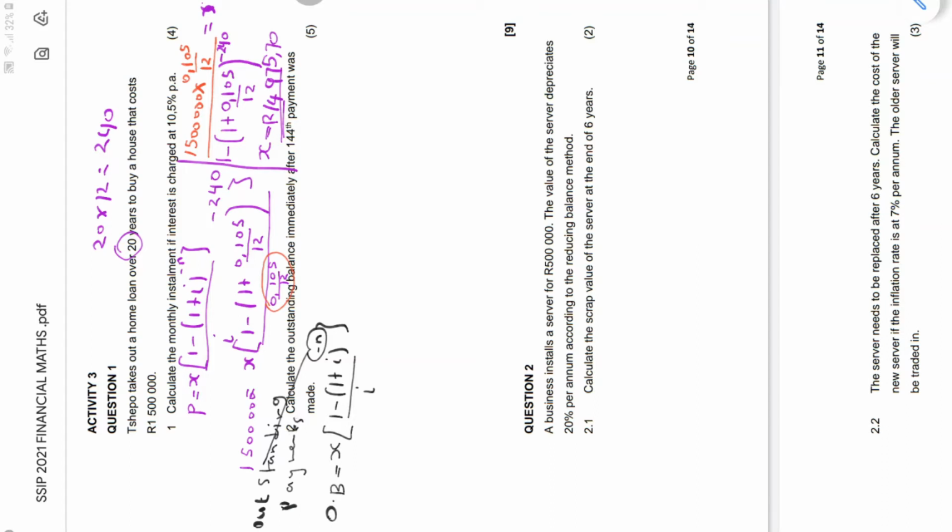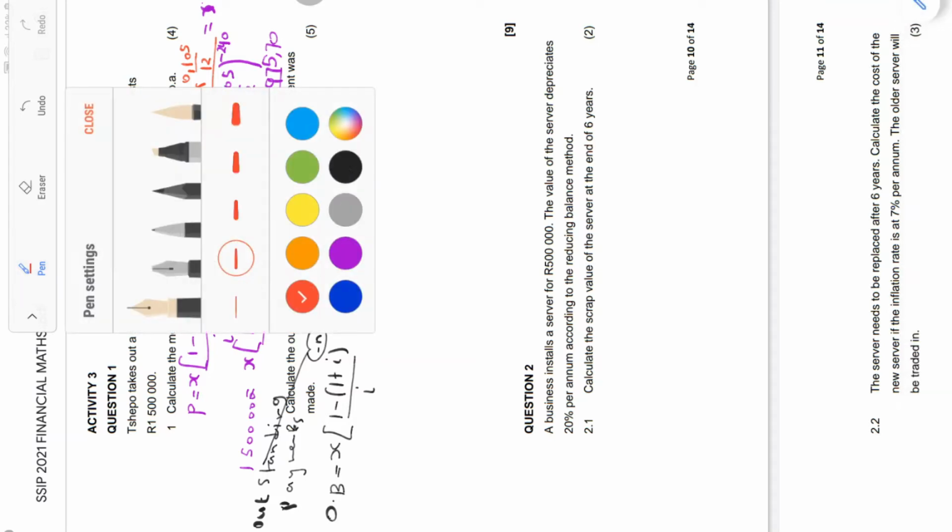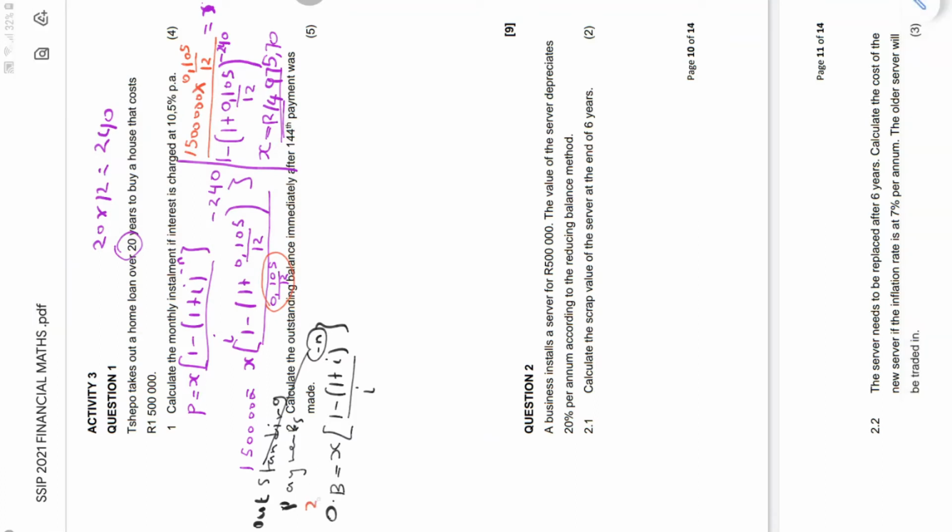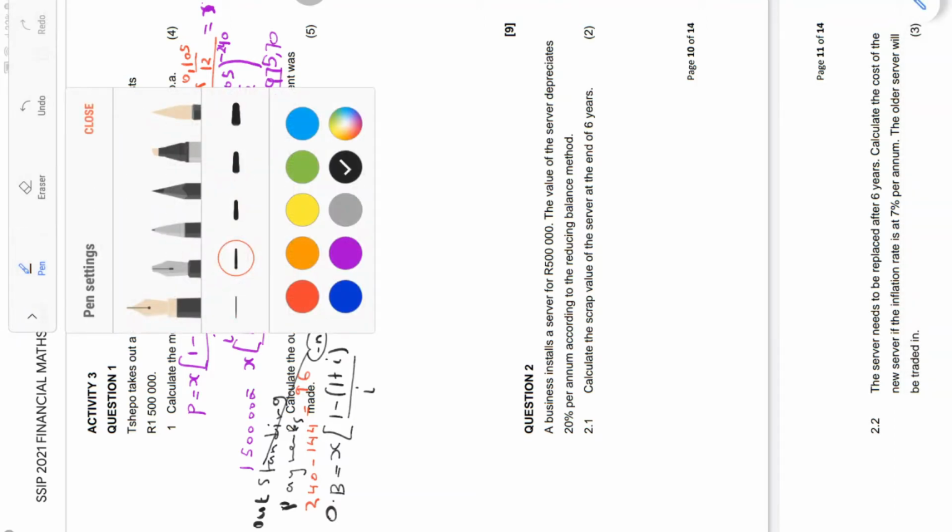Remember, you're supposed to make 240 payments. But then after 144, how many payments do you have left? So that means it would be 240 minus 144. And that gives you your value of 96 payments. So you have 96 payments outstanding.